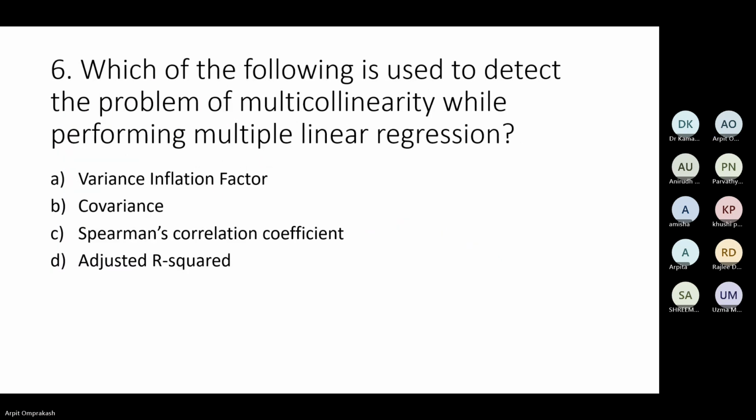Okay. The next question is, which of the following is used to detect the problem of multicollinearity while performing multiple linear regression? Options are variance inflation factor, covariance, Spearman correlation coefficient, adjusted R square. It's quite straightforward. The answer here will be variance inflation factor. We did that in R. We saw how to do it. And we know if the variance inflation factor is greater than 10, we feel that there is a possible multicollinear relationship. Maybe the columns are not independent, and what we do is we remove a column or something. Okay.